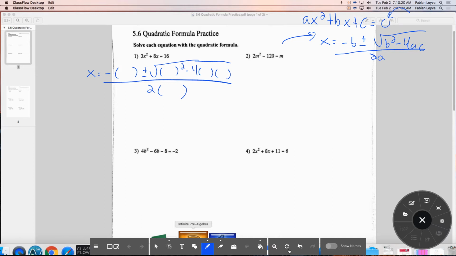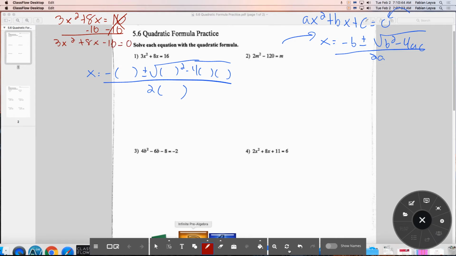All right, one thing I did forget, and I'll do it in a different color so you can see it, is that when I was going to identify my a, b, and c, I noticed that this quadratic is not set equal to 0. But it's really easy to do that because all I have to do is move everything to one side. So I'm moving the 16 over, and I end up with 3x squared plus 8x minus 16 is equal to 0.